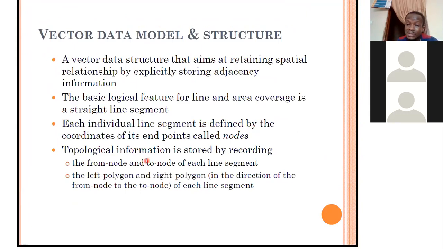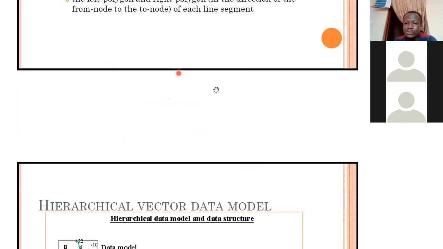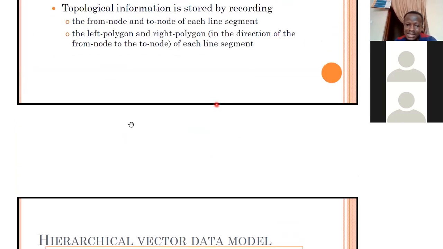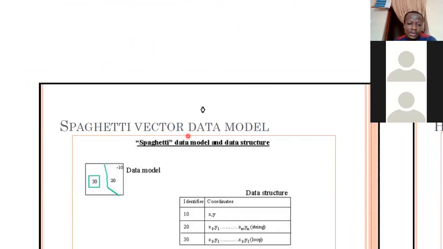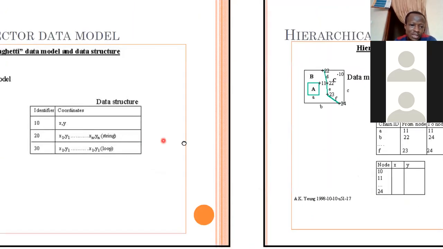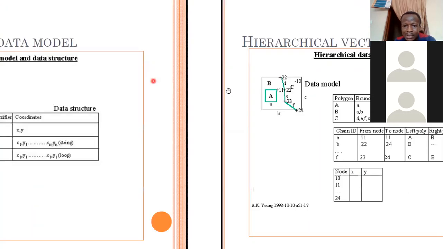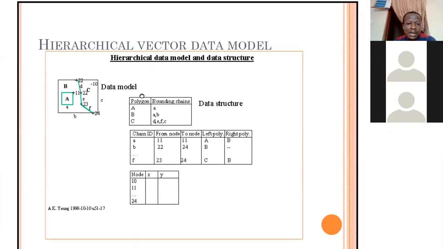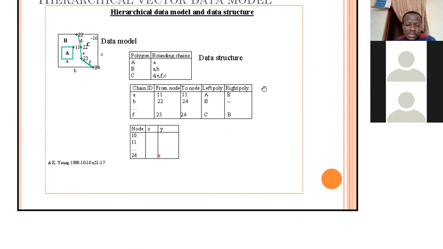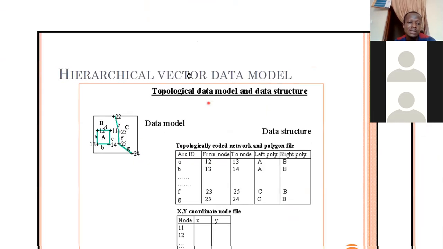I told you even then that I'd be talking about vector, and that vector and topology relate, because topology makes use of the vector data structure, the vector data model. It's only relevant in the vector data model. Are you okay? All right, so ignore this one, the spaghetti data model. I don't intend to talk about this in this class. Hierarchical vector data model, I don't intend to talk about this in this class.